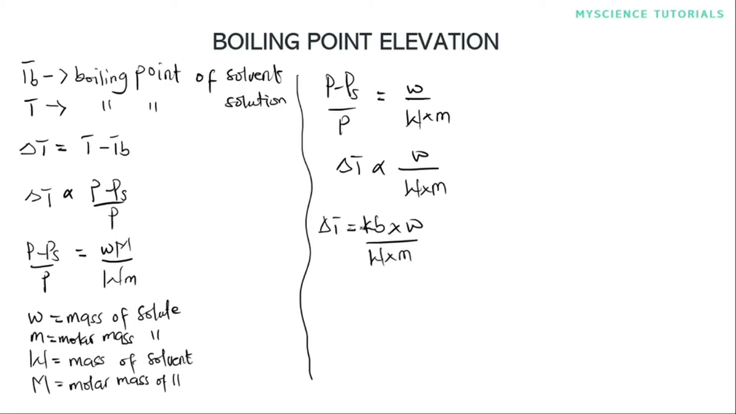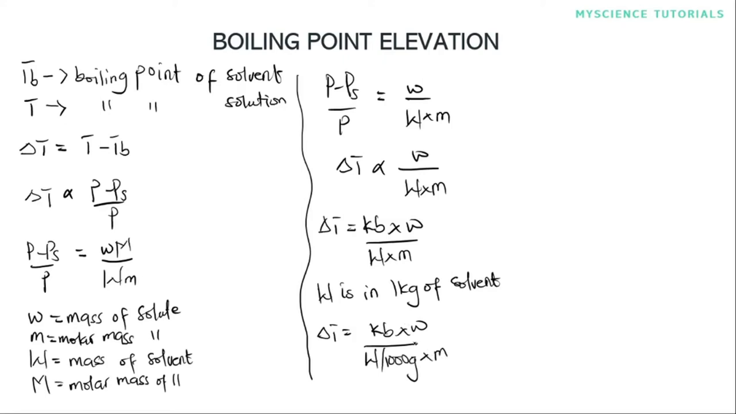Alright, so from here, what we need to take note of is the fact that the mass of the solvent, capital W, is in 1 kilogram of the solvent. So we are dealing with 1 kilogram of the solvent. That means the formula here becomes KB multiplied by small w over, now the mass is in 1 kilogram, which is 1,000 grams, multiplied by M.